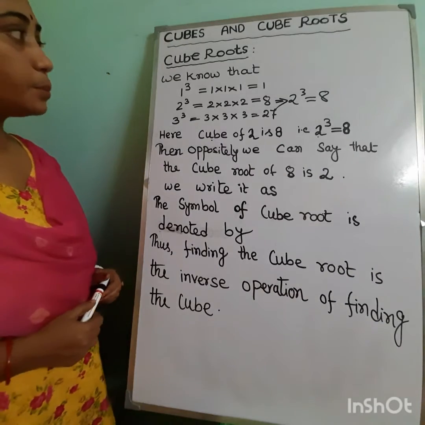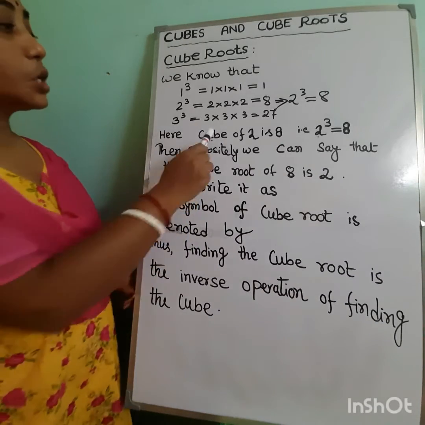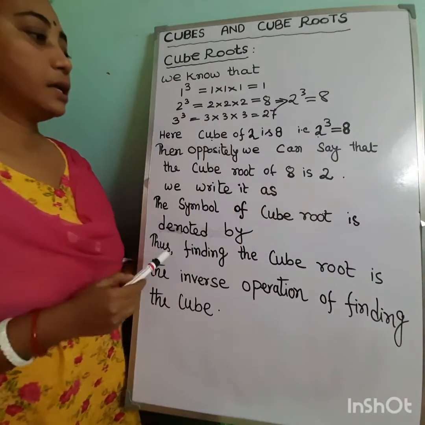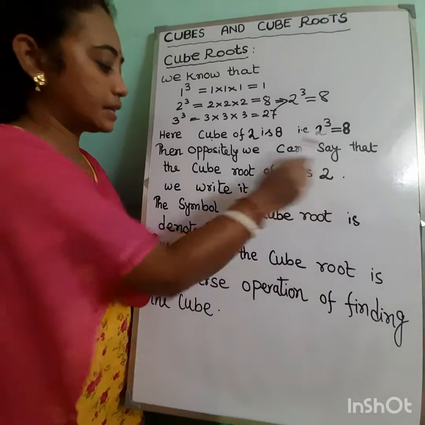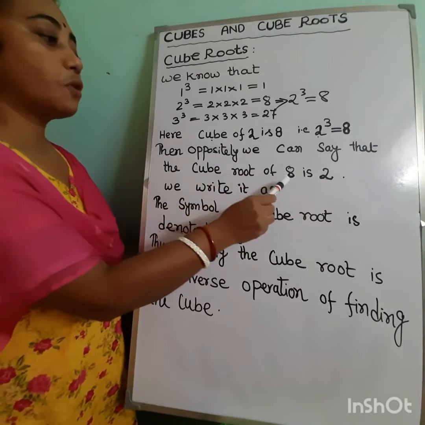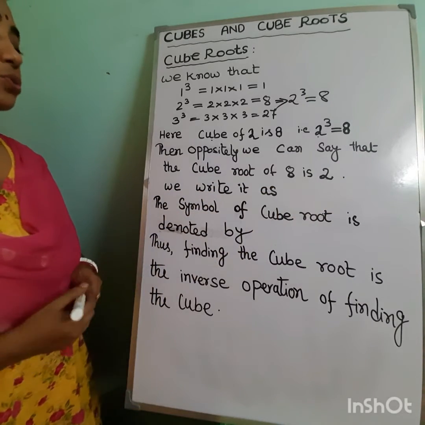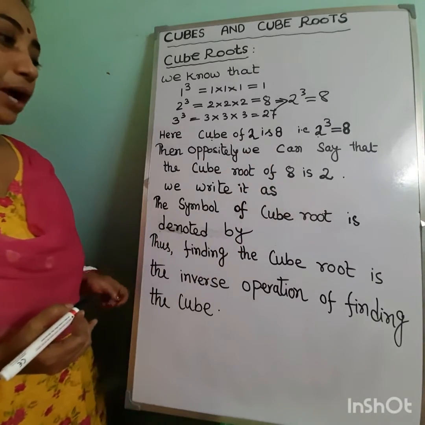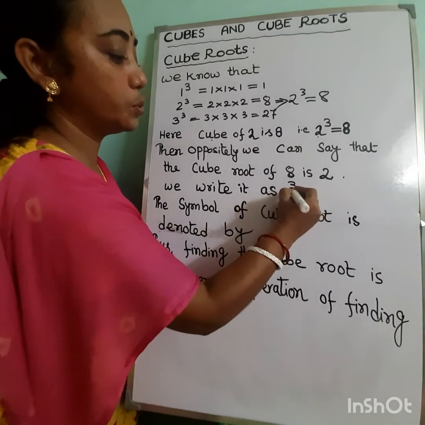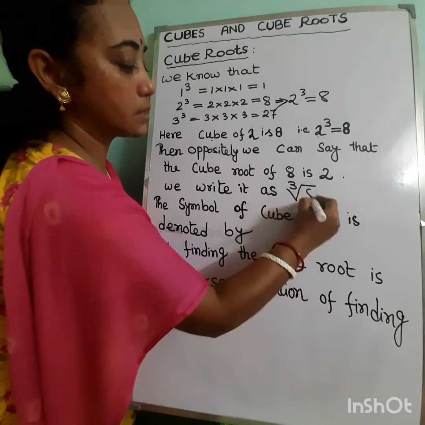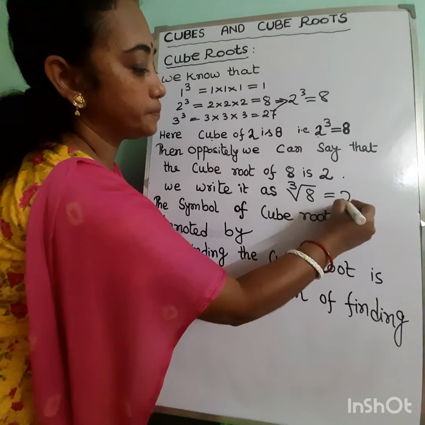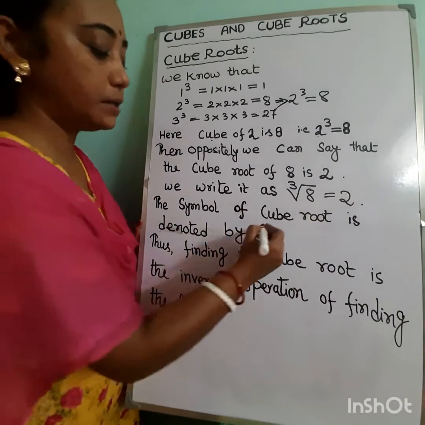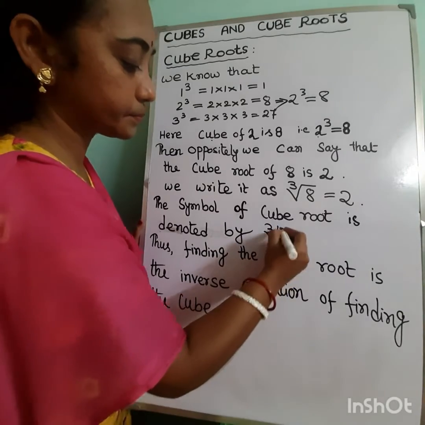From these examples, we can see that the cube of 2 is 8. That means 2 cube is equal to 8. Then oppositely we can say that the cube root of 8 is 2. And we write it as cube root of 8 is equal to 2. The symbol of cube root is denoted by this. This is the symbol.